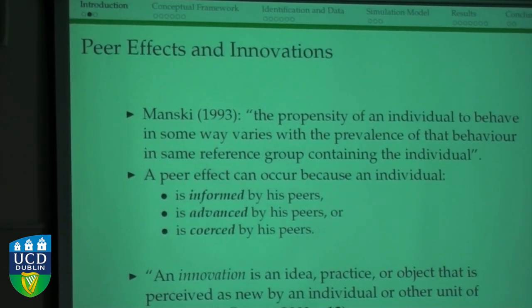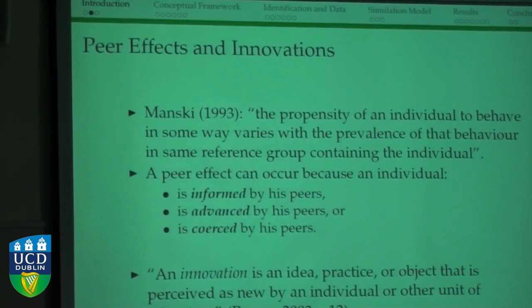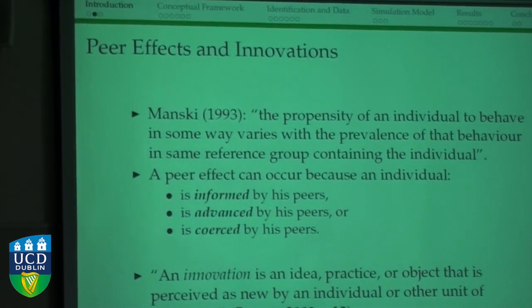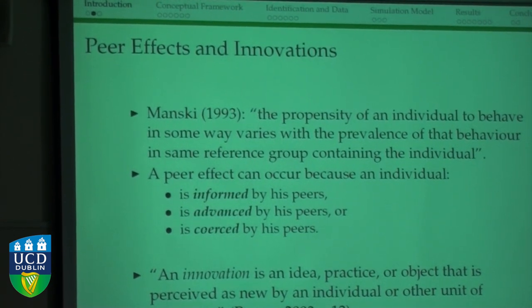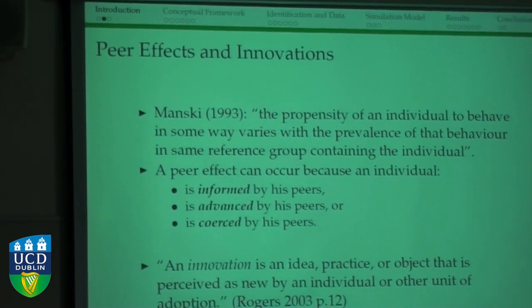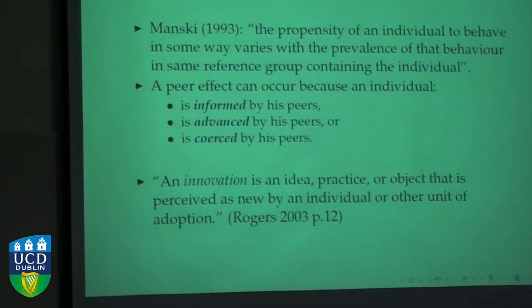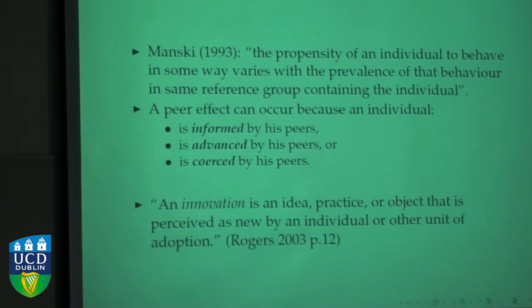As I mentioned, we are trying to explore the specific mechanisms by which these peer effects occur in the social group. We basically propose three mechanisms. One is that an individual can be informed by his peers and then take the same action. He can also be advised by his peers or be coerced by his peers. I will explain this in a minute.